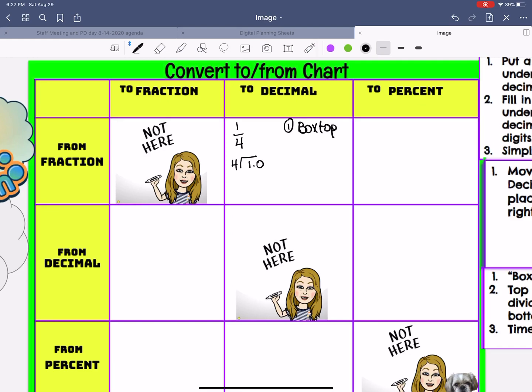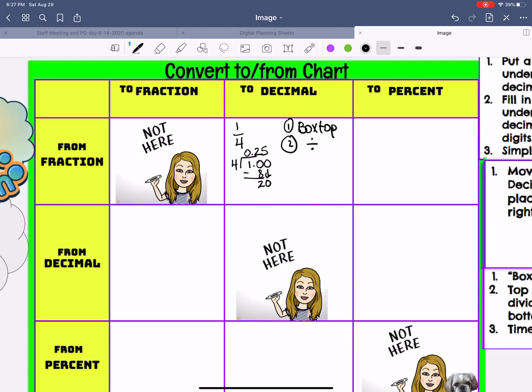So in doing so, 4 will not go into 1. So we would say 4 into 10 goes twice. 4 times 2 would be 8. When we subtract that product, we get a 2. Adding another 0, 4 goes into 20 five times. So the fraction is 0.25. So step 2 would be to divide.